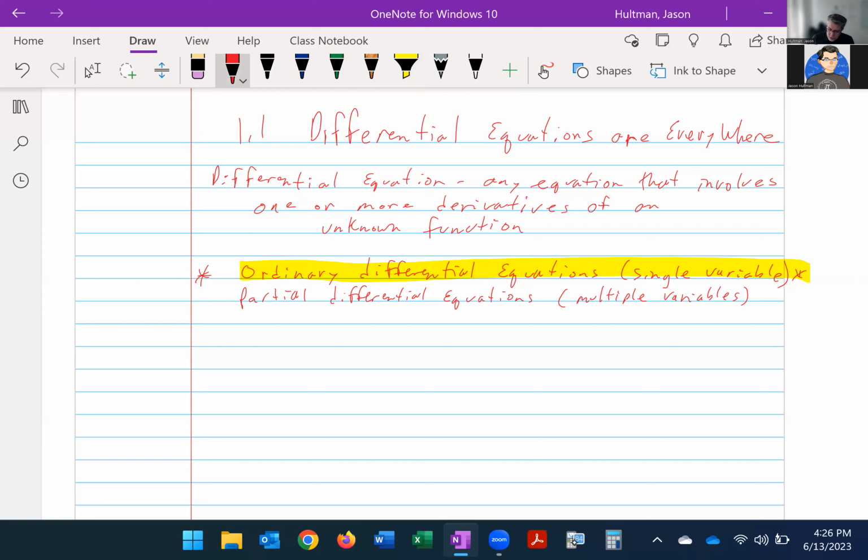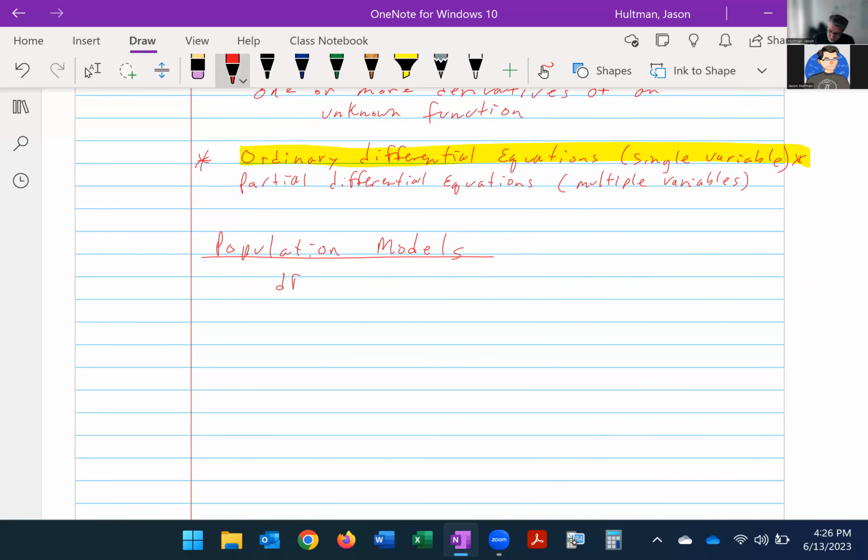Let's look at some models where we see differential equations. We have a population model, and in population models differential equations come up. For example, we have dP/dt equals kP, and this is our exponential growth model. The rate of growth is proportional to the size of the population at any given time. So at any given time, the population size will dictate how fast it is growing.